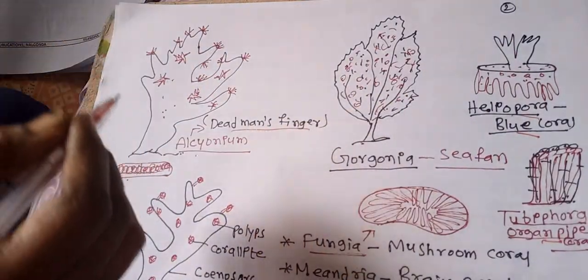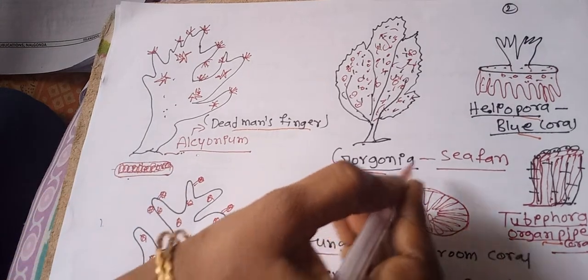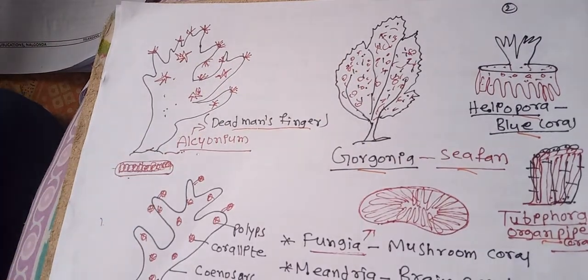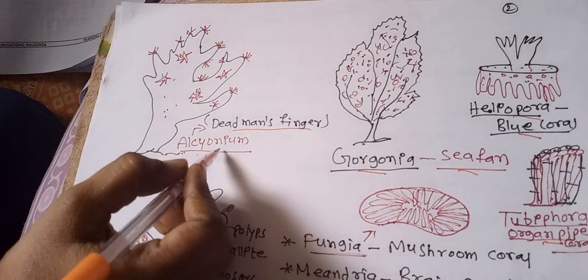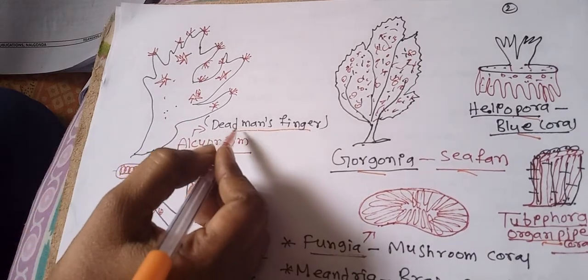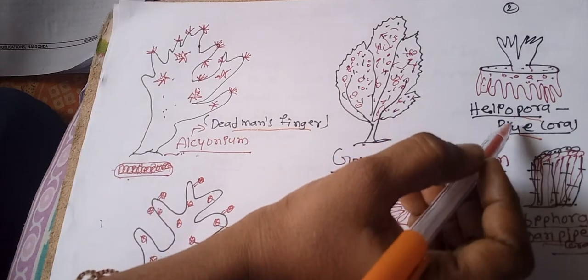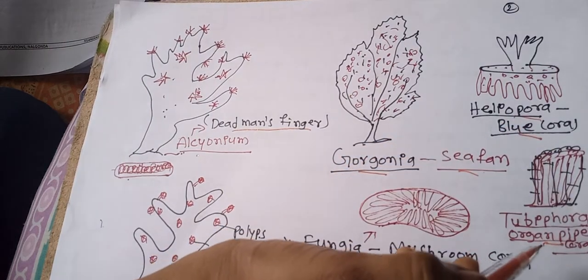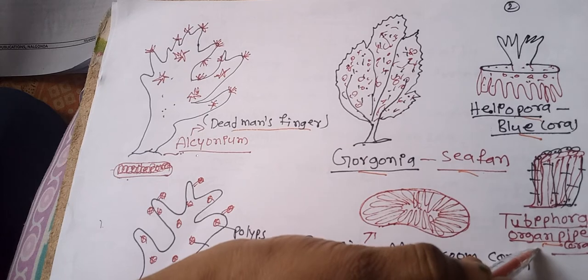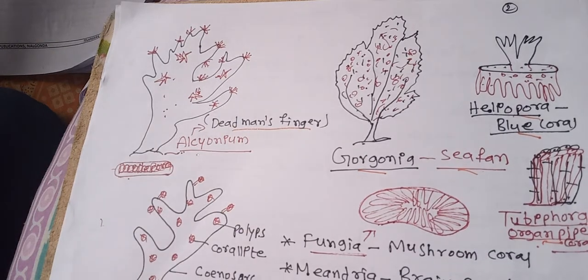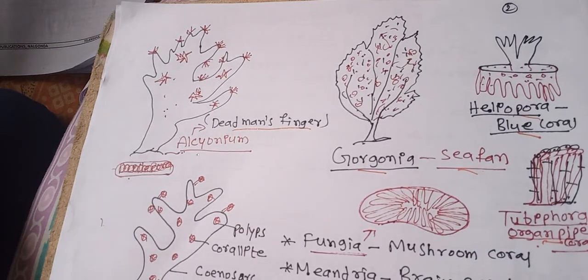Heliopora, blue coral. Gorgonia, sea fan. These are common names. Alcyonium, common name dead man's fingers. Gorgonia, sea fan, and Heliopora, blue coral, and Tubipora, organ pipe coral. These are examples of octocorallian corals, very important.